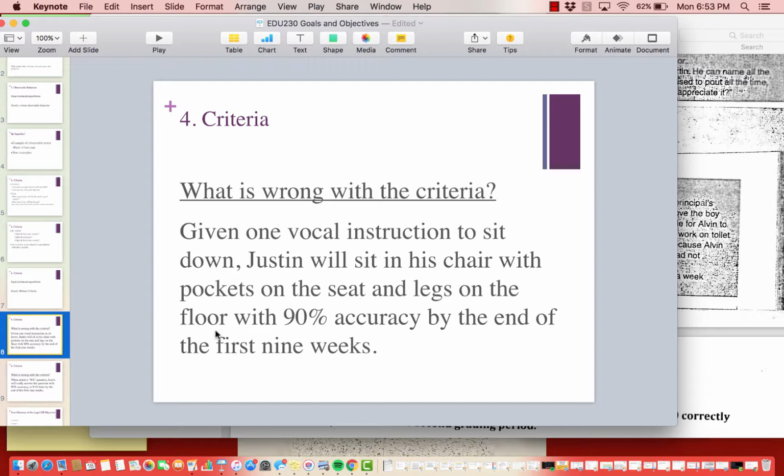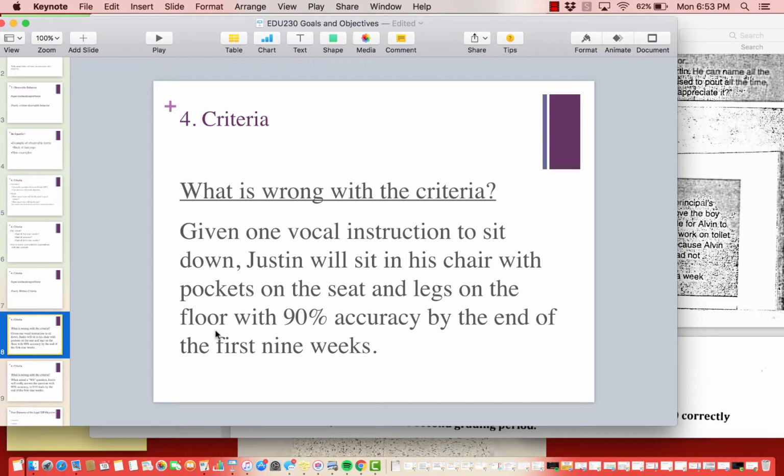Consider what 90% looks like. One of the things you can do is take that criteria and picture in your head what 90% accuracy is in relation to that objective. So in this particular behavior, the student's sitting in his chair with pockets on the seat and legs on the floor. How does one do that with 90% accuracy? Hopefully you see that that doesn't make sense. How do you sit on the floor with 90% accuracy, right?